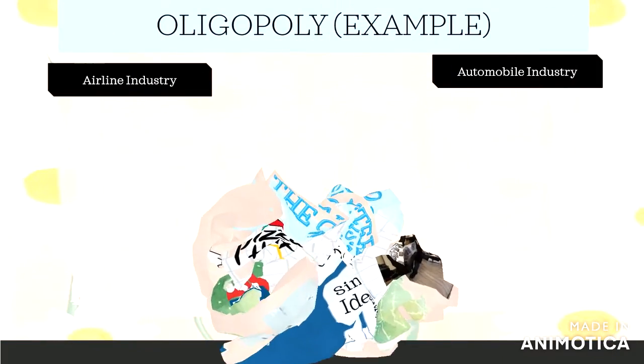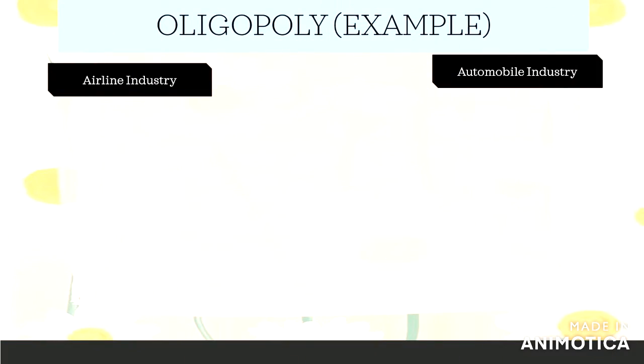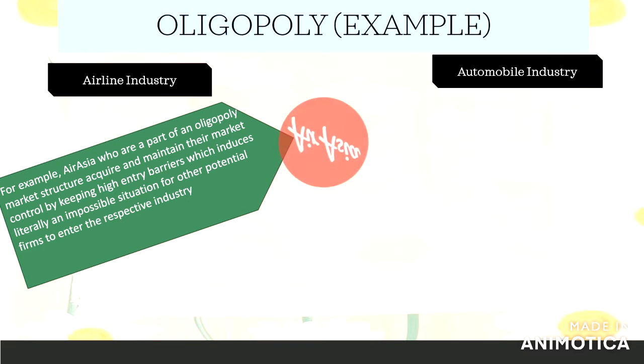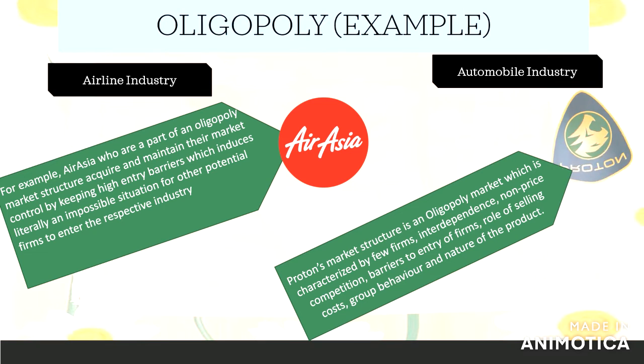The next one is examples for oligopoly. First, the airline industry. For example, AirAsia is part of an oligopoly market structure and acquires and maintains its market control by keeping high entry barriers, which make it literally an impossible situation for other potential firms to enter the industry. Another one is the automobile industry.